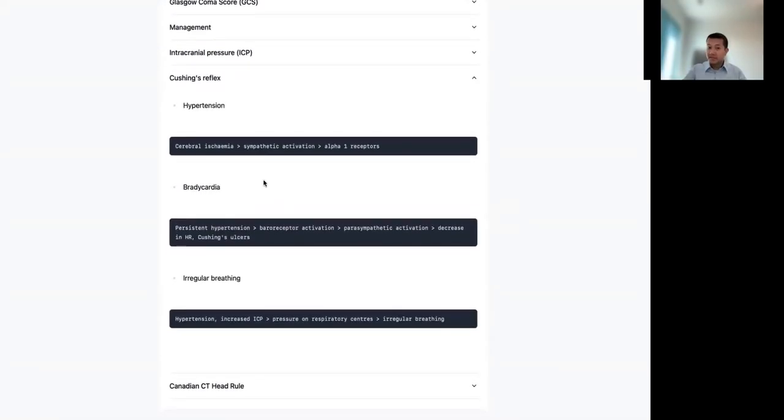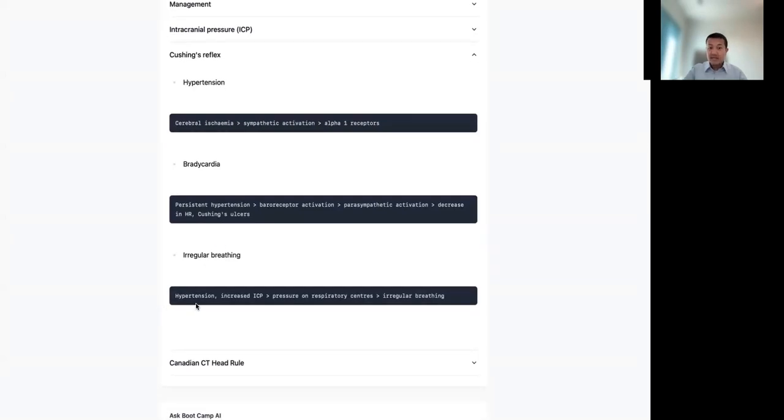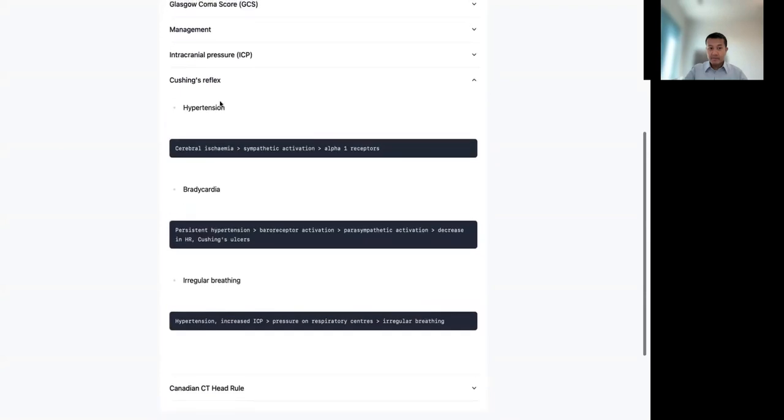And again, it's important to understand the principles behind it. Hypertension: cerebral ischemia leads to sympathetic activation, alpha receptors causing peripheral vasoconstriction, as well as the beta one. Bradycardia: persistent hypertension will activate the baroreceptors, then parasympathetic activation will lead to a decrease in the heart rate, as well as Cushing's ulcers. Irregular breathing: increased ICP causes pressure onto the respiratory centers and causes irregular breathing.